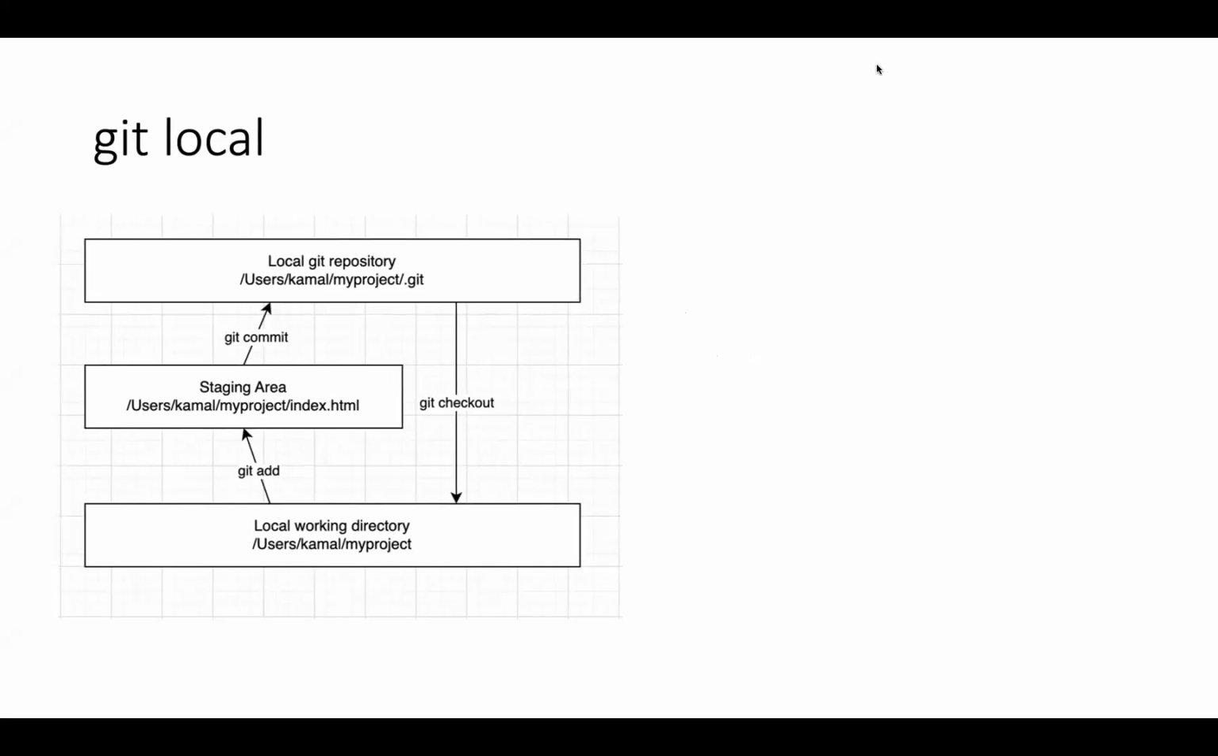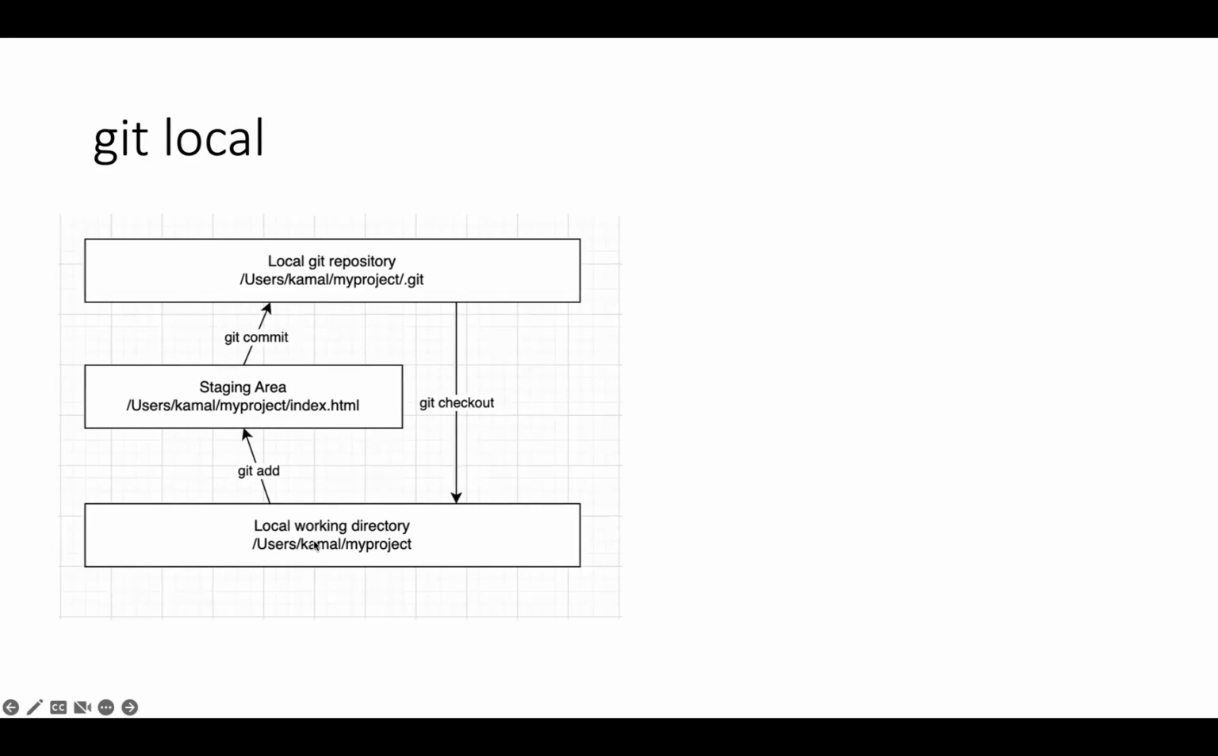This is the diagram which represents the Git local operations, where you have a local Git repository and then you have a working directory, and in the middle we have a staging area. Changes made in the working directory have to be added to the staging area using the git add command, and then they can be committed into the local repository using the git commit command. You cannot commit your changes directly from your working directory into the repository without going through the staging area.